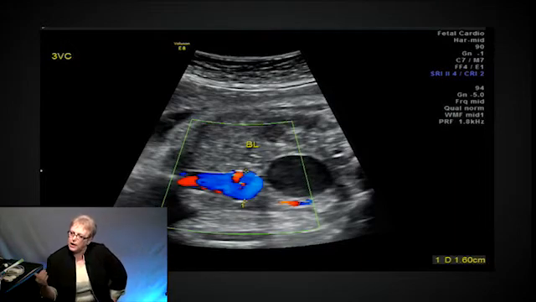Anytime you see any type of a hypoechoic structure, whether it's in the abdomen or the brain or anywhere in the baby, put color on it. Turn your color gains up and see if you get any flow in there. That's going to help you with your differential.